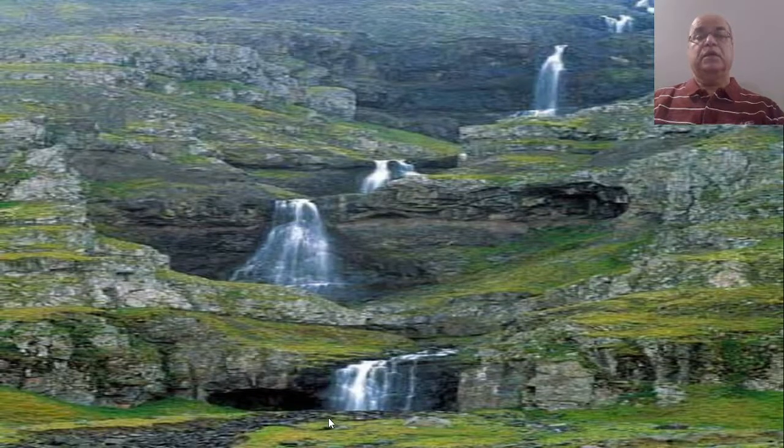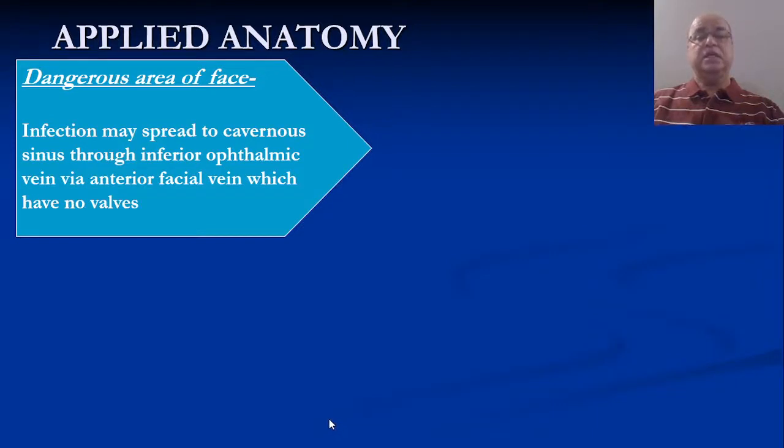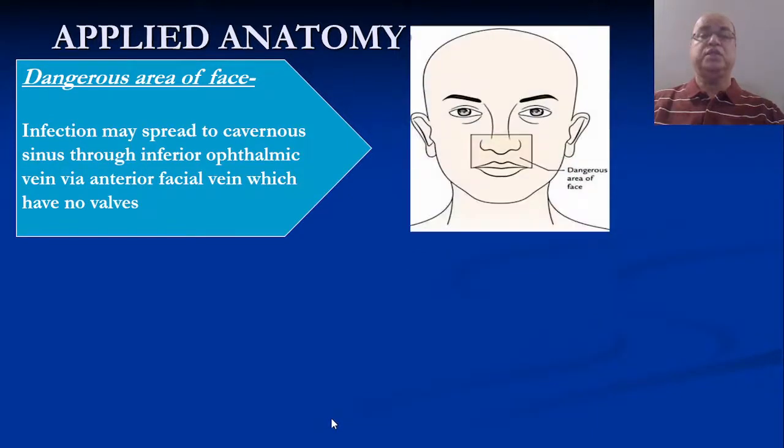Then while discussing the external nose, we mentioned these danger areas. So one externally is the danger area, that is the lower part of the external nose and the upper lip, and the infections from here can go intracranially through the anterior facial veins which are connecting with the ophthalmic veins, and these veins are valveless. So the infection can go intracranially and can cause cavernous sinus thrombosis, which is a life-threatening condition, or meningitis.